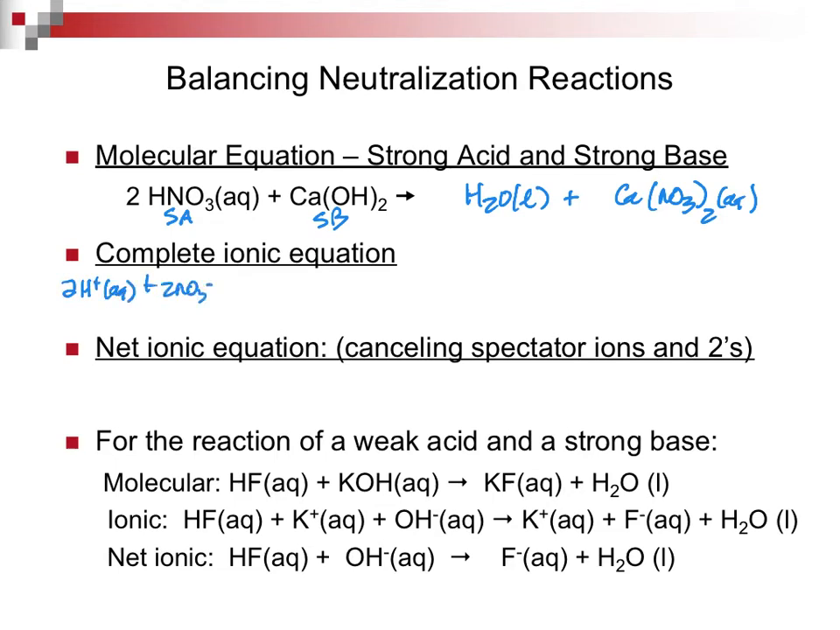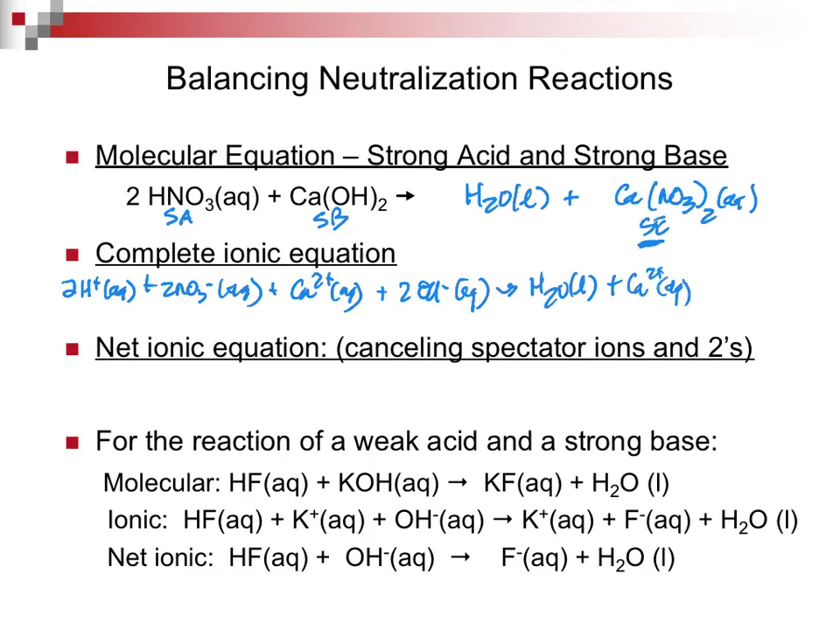2H plus, 2NO3 minus, plus Ca2 plus, 2OH minus goes to form water as a liquid, and this being a strong electrolyte, remember all nitrates are soluble, it makes Ca2 plus aqueous and 2NO3 minus aqueous. That is our complete ionic equation.